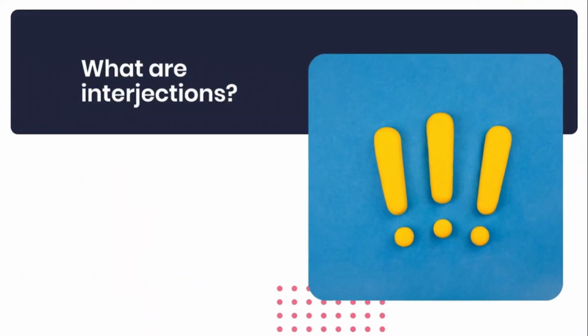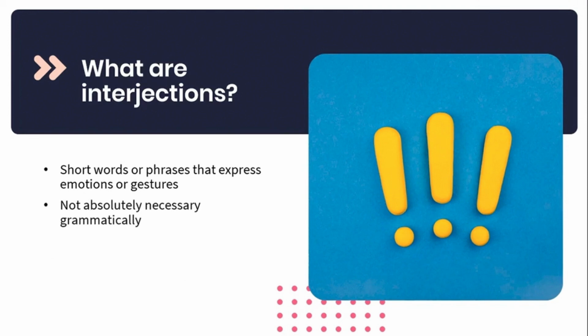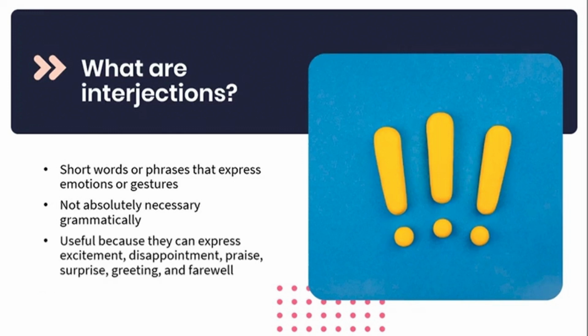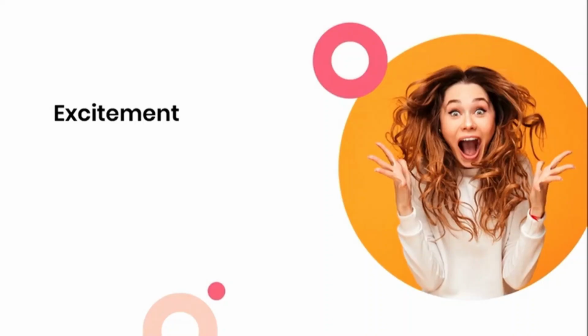Interjections are short words or phrases that express emotions or gestures. They are not absolutely necessary grammatically, but they are useful because they can express excitement, disappointment, praise, surprise, greeting, and farewell. Let's dive straight into the types of interjections.